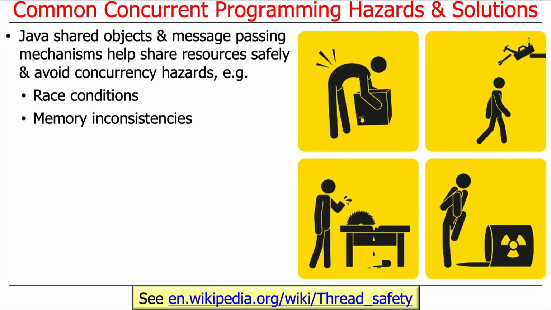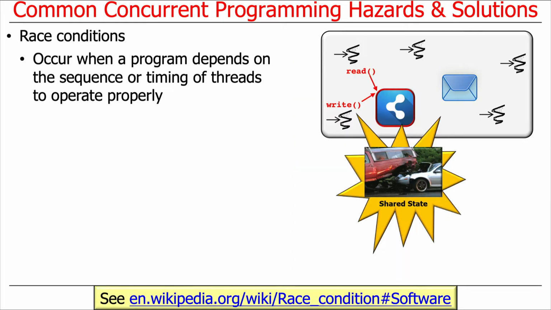They often occur in the same context because people forget to put synchronizers in their code or they forget to pass messages properly, but they're also a little bit different. So what is a race condition? A race condition is a very subtle and pernicious problem that can occur when a program depends on the sequence or the timing of threads in order for it to operate properly.